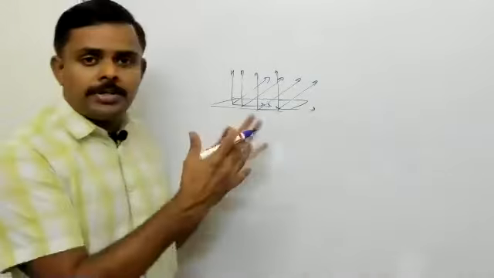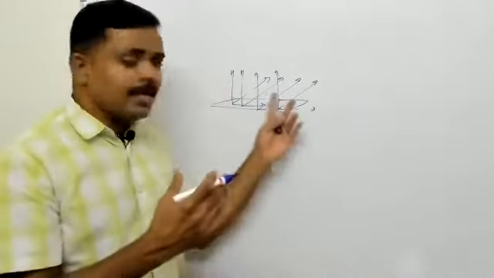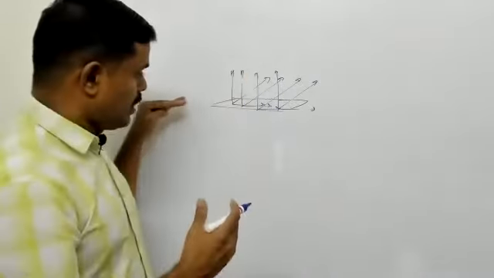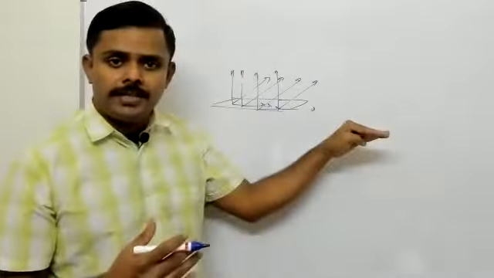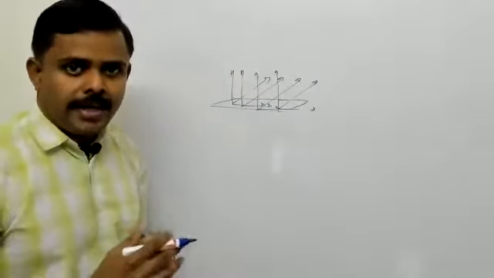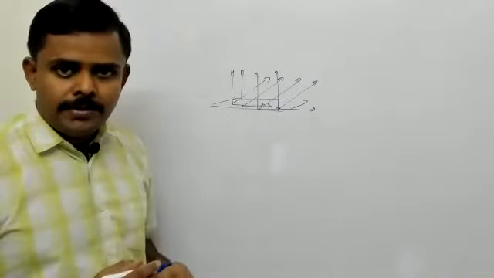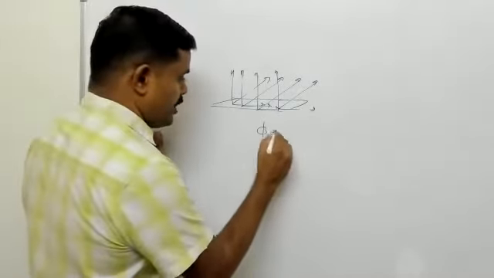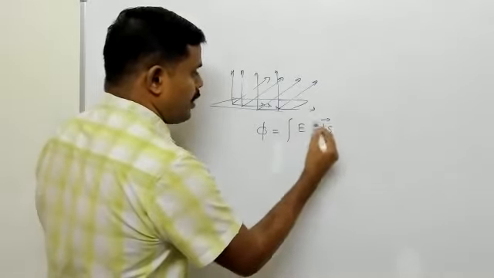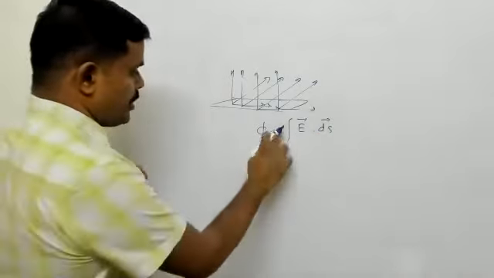And then the normal components are added up. Only the normal components, the perpendicular components, are added up. We won't look at the tangential components. We'll have only normal components, and all those normal components are added. And that is called by the name flux. So flux is usually defined as integral E dot ds.